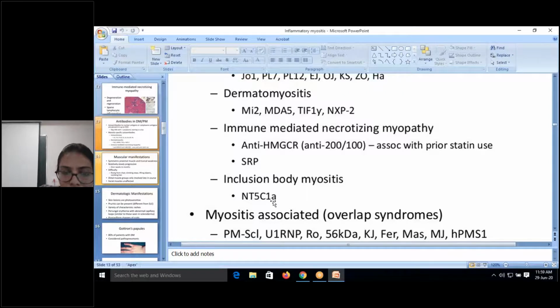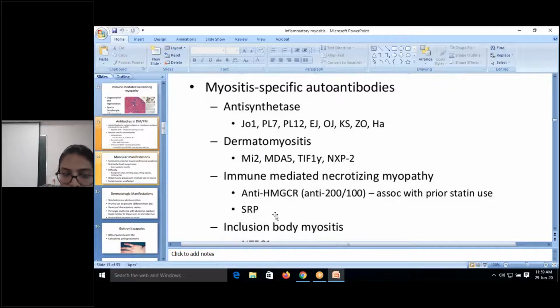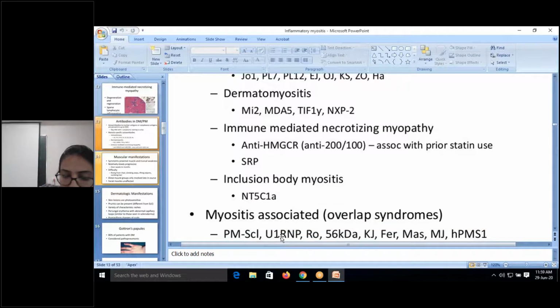So now you got that there are two types of antibodies, either myositis-specific or myositis-associated. Specific are antisynthetase antibodies like Jo1, PL7, PL12, EJ, OJ, Ha, and dermatomyositis Mi2, MDA5, TIF1 gamma, NXP2. Immune-mediated is HMG CoA reductase, SRP. Inclusion body is NT5C1A, and associated are PM-Scl, U1RNP, Ro, 56 kDa, KJ for MAS, MJ, HPMS1.